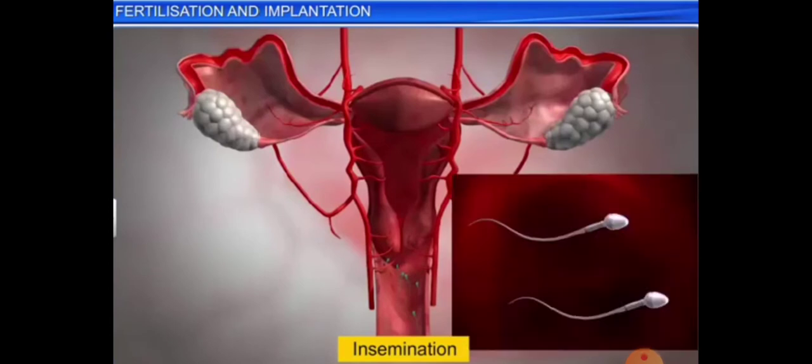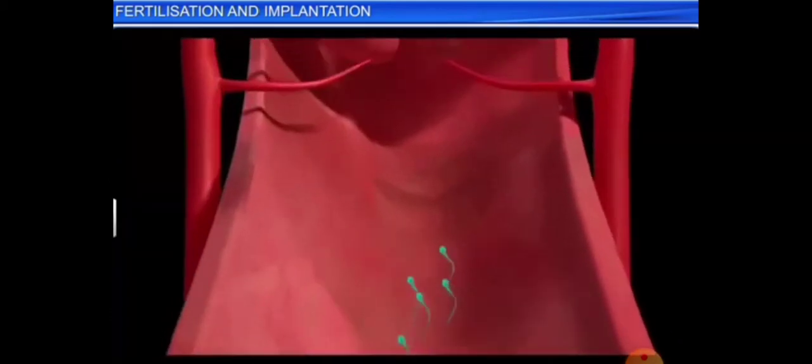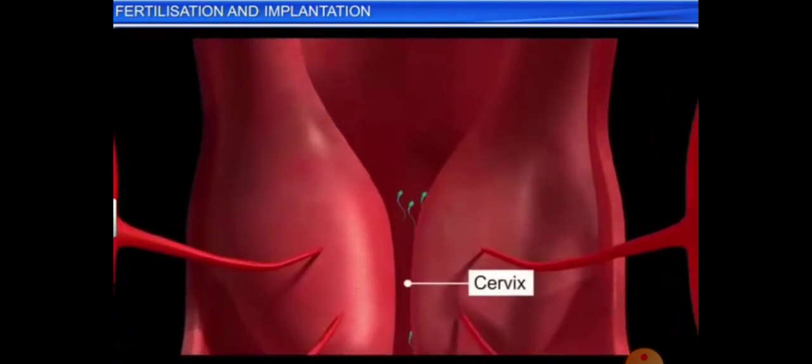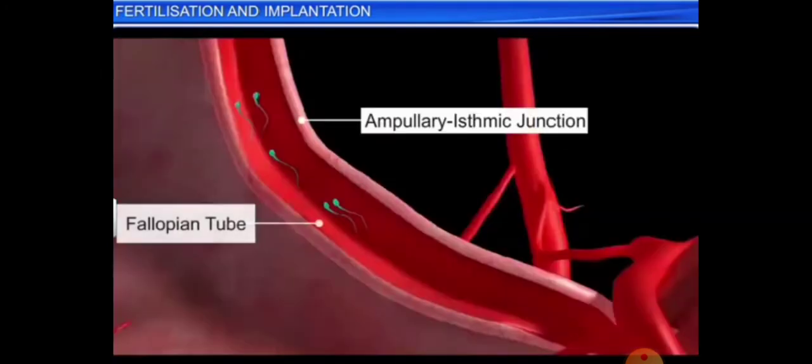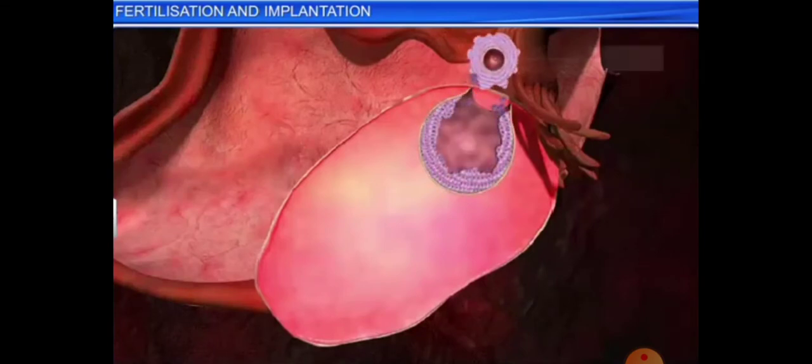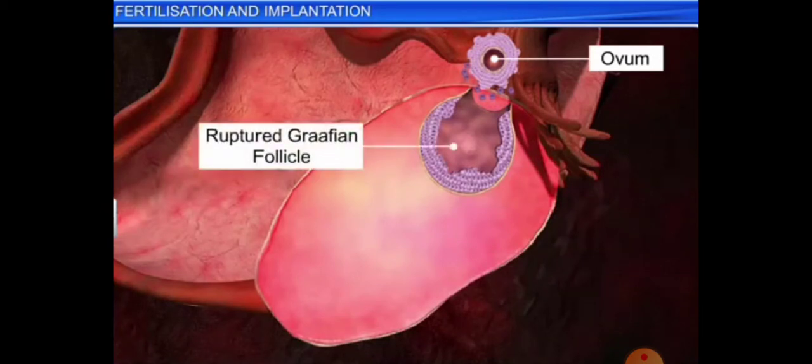Interestingly, while half of the total sperms released carry the X chromosome, the other half contain the Y chromosome. The sperms then move towards the cervix through the uterus and finally reach the ampullary isthmic junction of the fallopian tube. In the meantime, the ovum, after completing the first meiotic division, gets released into the fallopian tube with the rupture of the Graafian follicle.